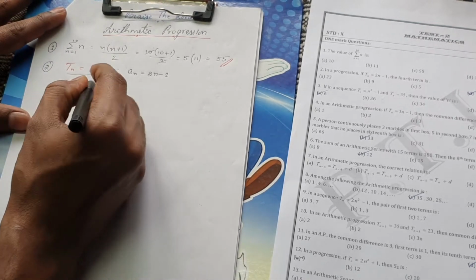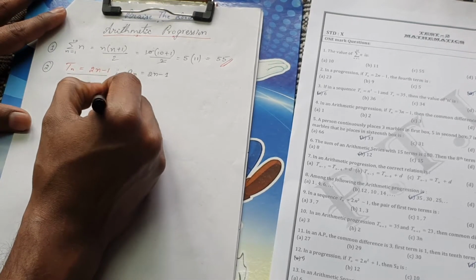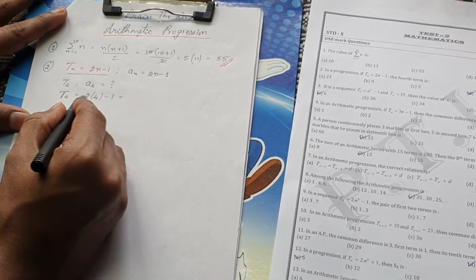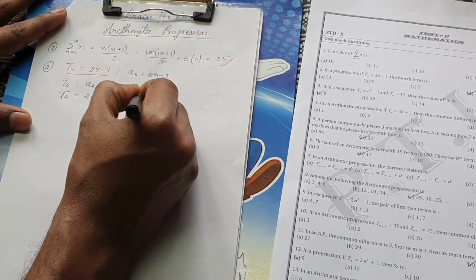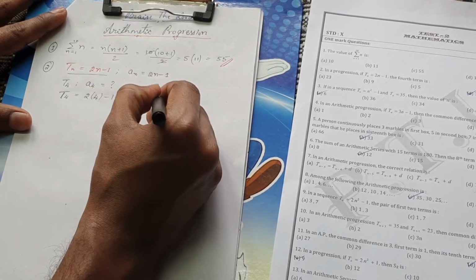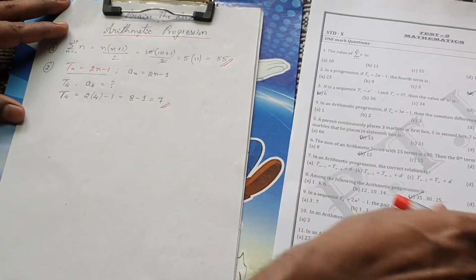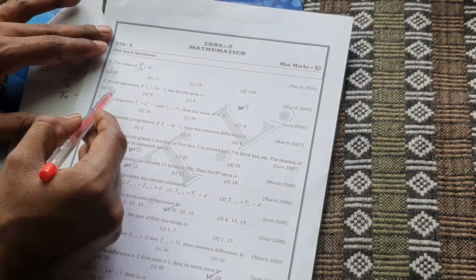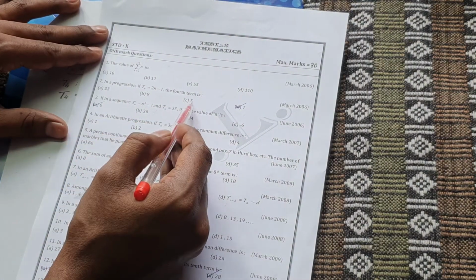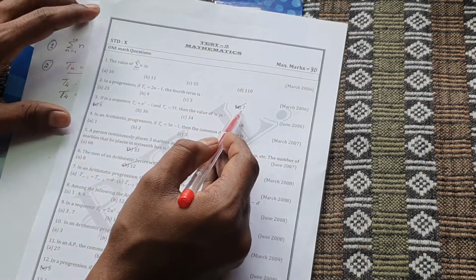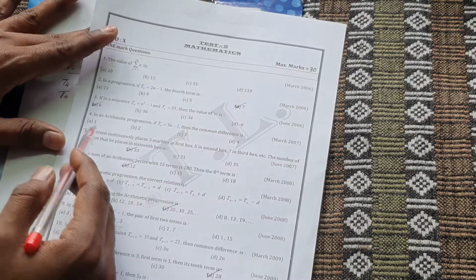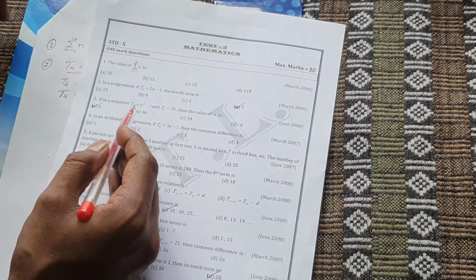So T4 is nothing but 2 into 4 minus 1. What is 2 4s are? 2 4s are 8 minus 1. So 8 minus 1 is 7. You can see here the options given in the question paper are 23, 9, 5 and 7. So the right answer for this question is 7. Now let me go to the next question.